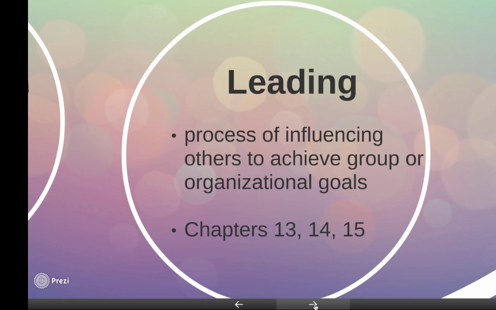So in chapters 13, 14, and 15, we'll talk about some of the factors that go into influencing others. How can we be a good leader? How can we motivate them and get them to do the work of the business?